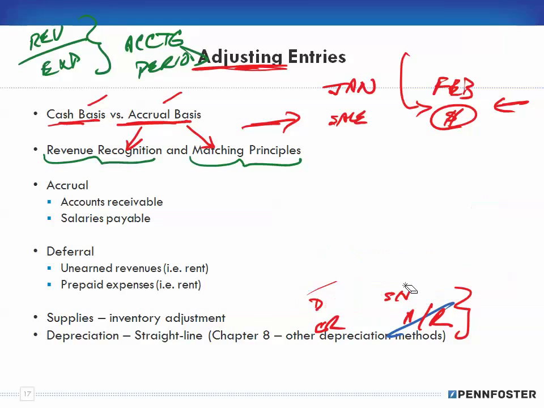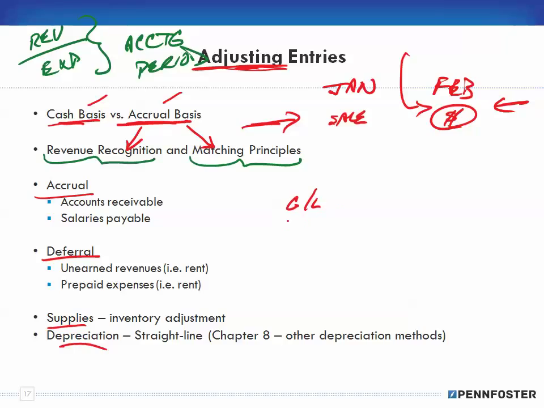So what does that mean? Well, as you can see here, I wrote these because that's the way it's being presented in the textbook, as accruals and deferrals. And then they have supplies and depreciation. When it comes to adjusting entries, it all depends upon the general ledger accounts. Remember, you're going to go down through each general ledger account and see if the balance in that account is correct or not.